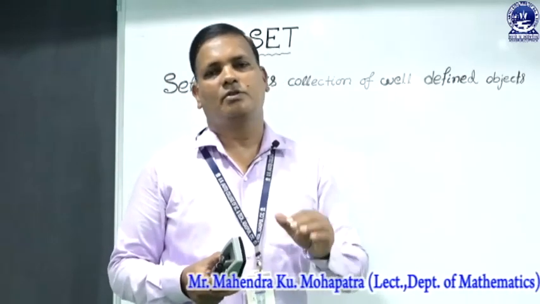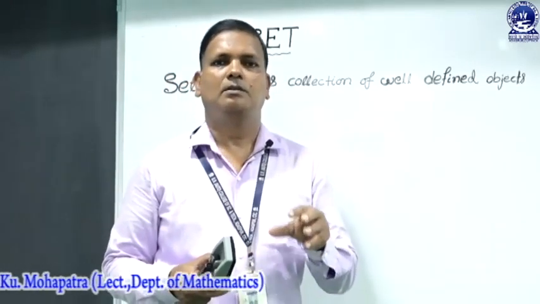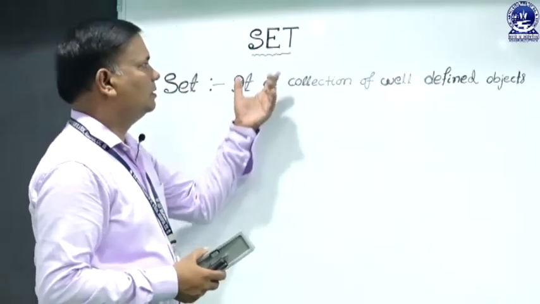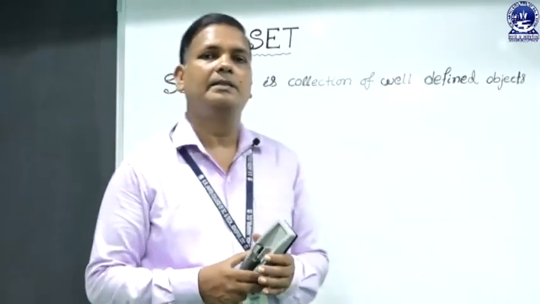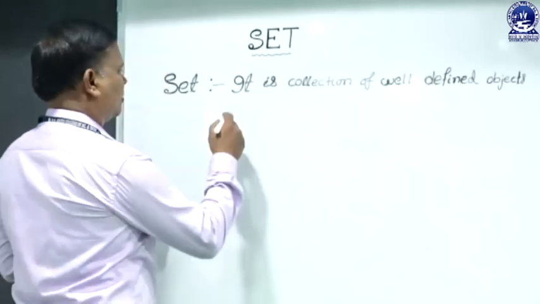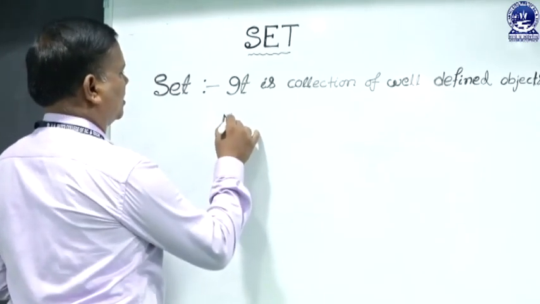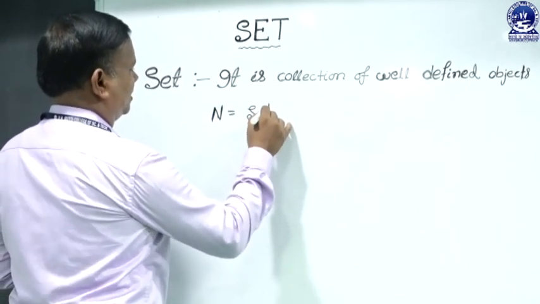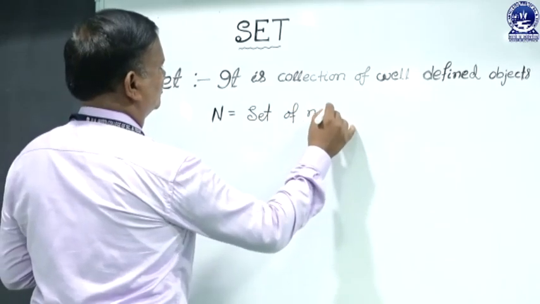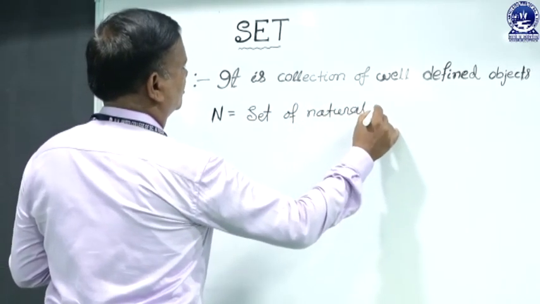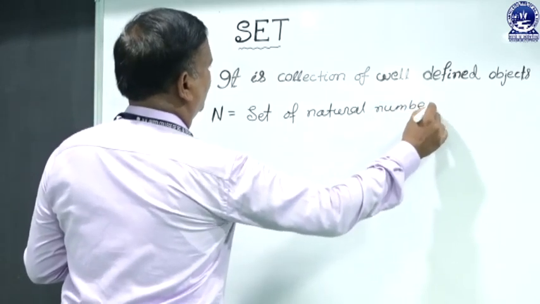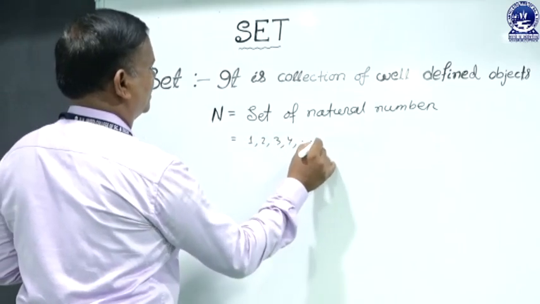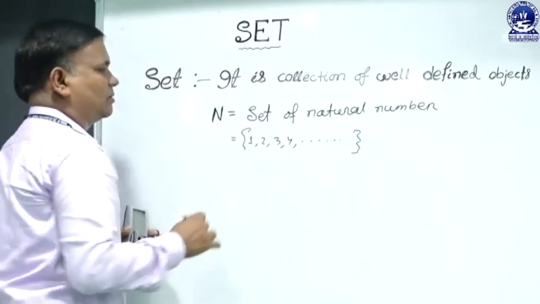So family is also called as set. Family means the number of persons in a group. So there are so many sets. For example, the first one is the set of natural numbers. So what are the natural numbers? 1, 2, 3, 4, like this. So these are called natural numbers.